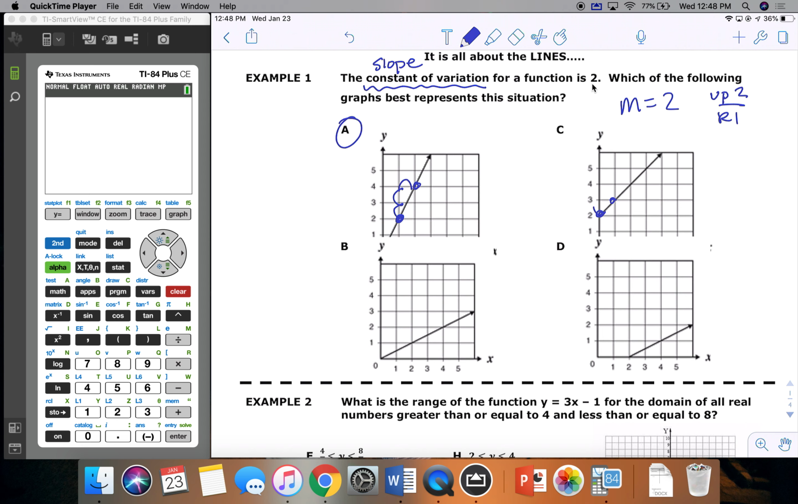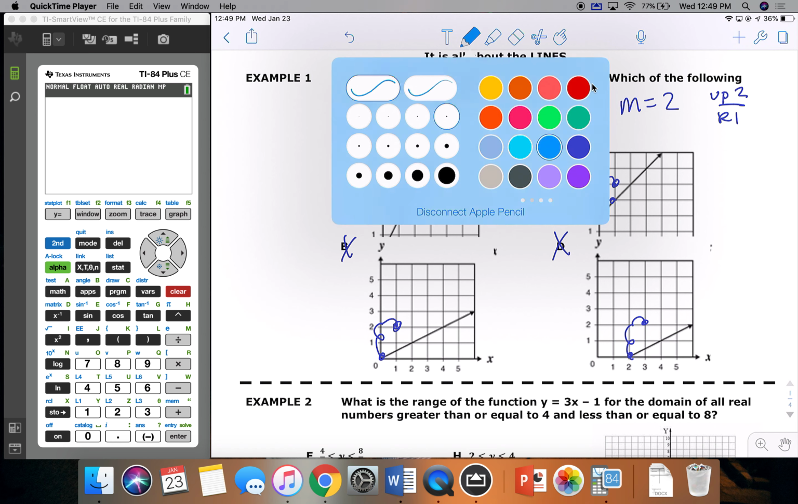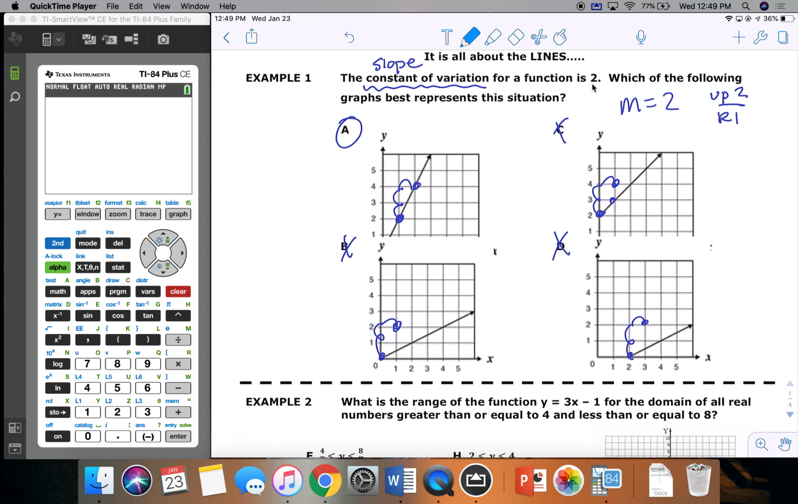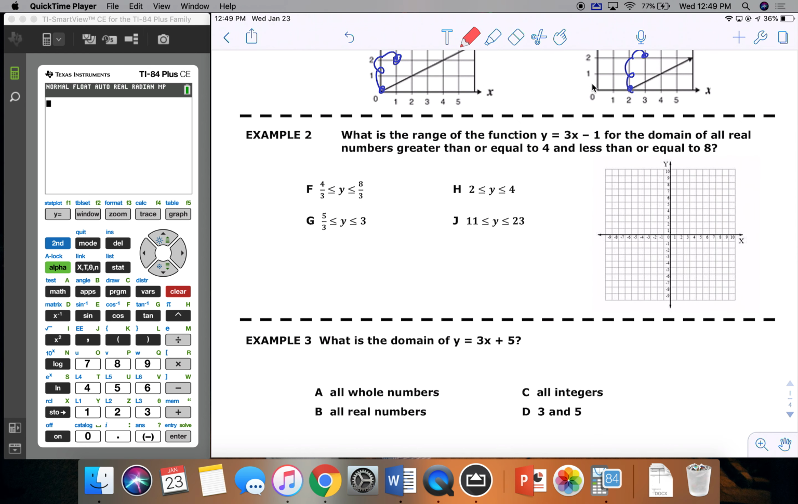On the other graphs, if I go up 2, right 1, my line is not there. So constant of variation is just a fancy way of saying slope. And remember, you go up and then to the right.